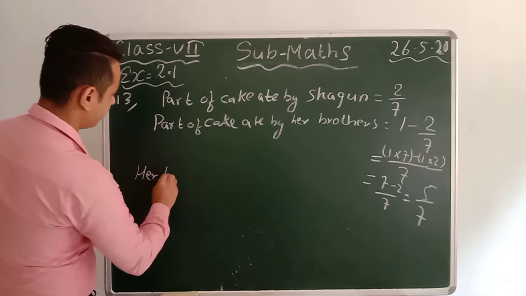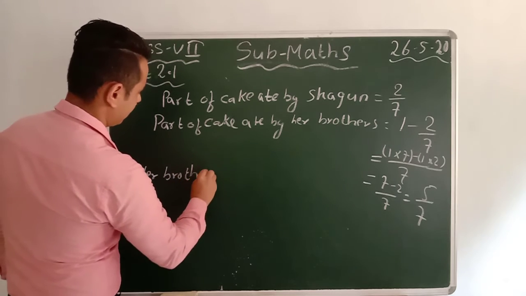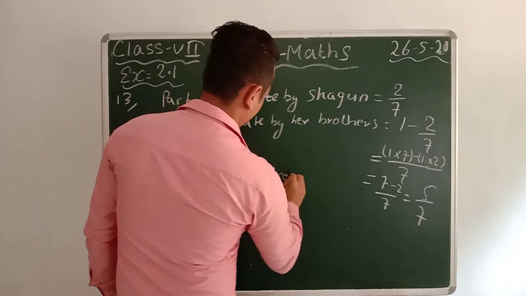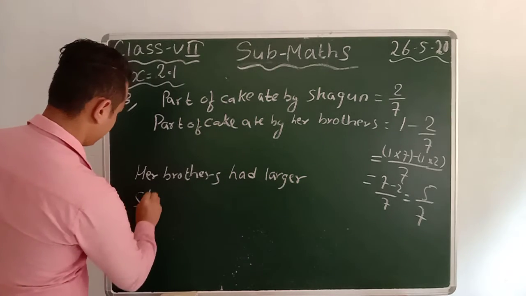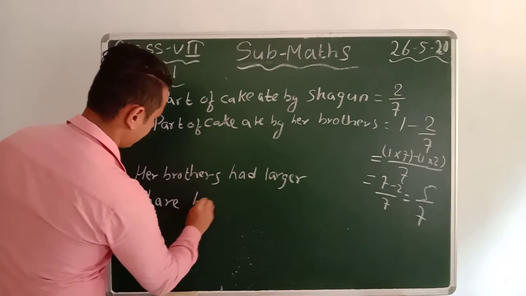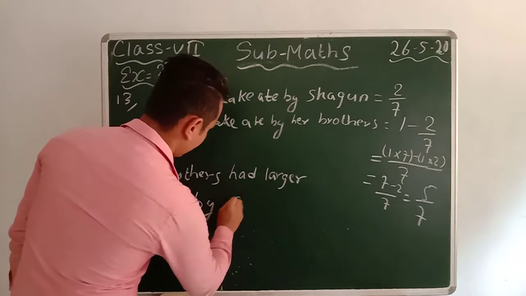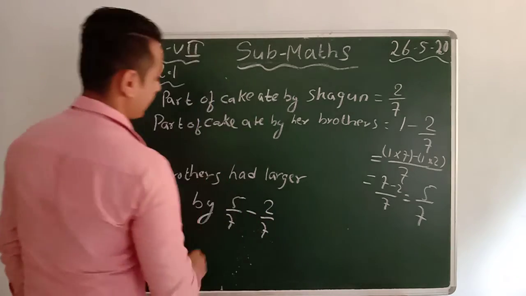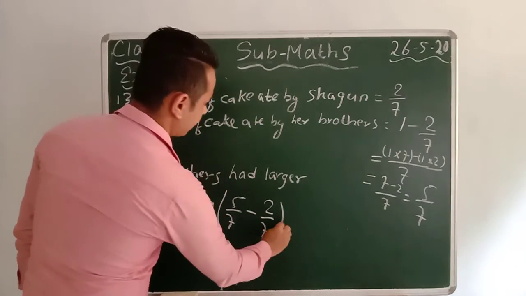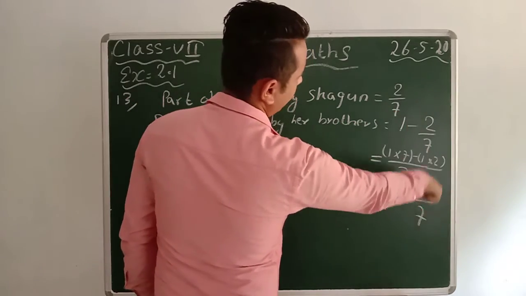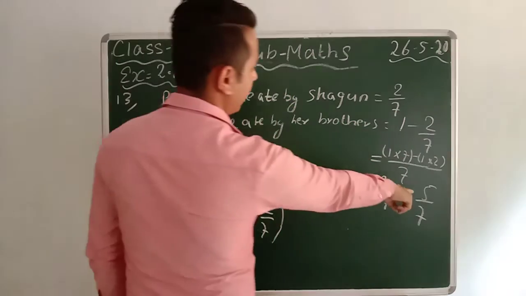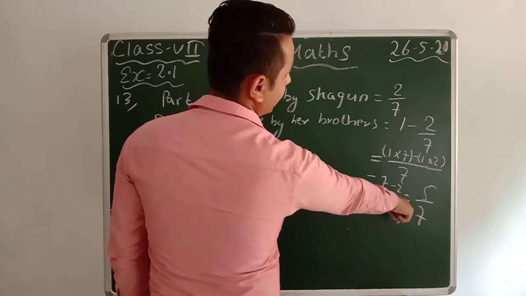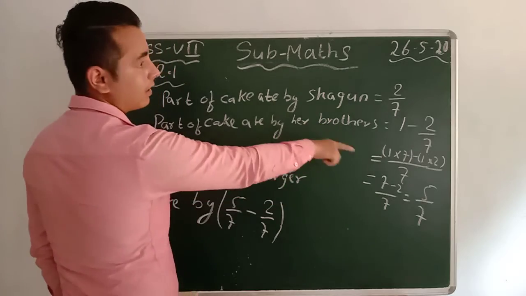Her brothers had the larger share. Out of 2 by 7 and 5 by 7, 5 by 7 is the greater part. She had 2 by 7 and her brothers had 5 by 7. So 5 by 7 is the greater. That means her brothers had the larger share.